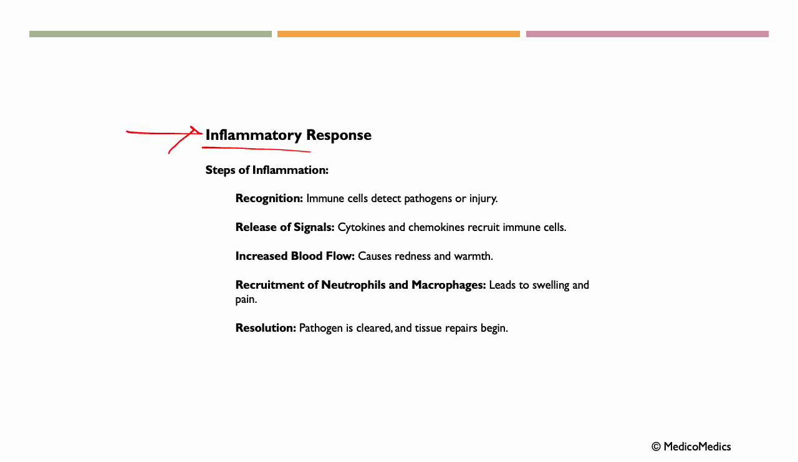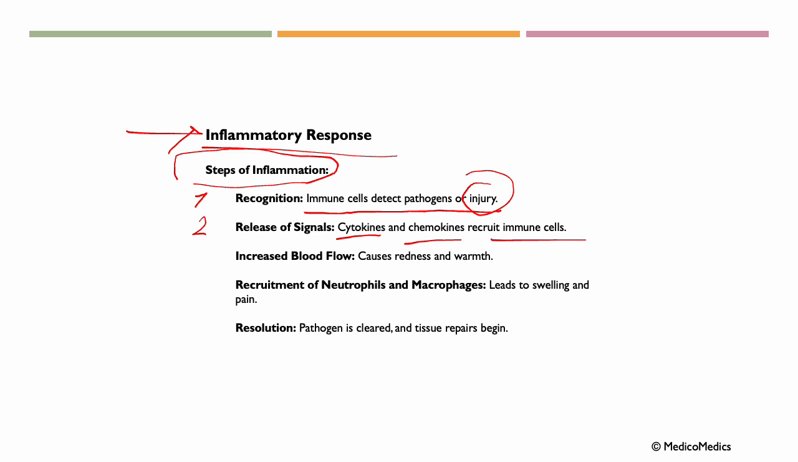Let's briefly repeat the inflammatory response. So we have several steps when we talk about inflammation. First, recognition. So immune cells detect pathogens or an injury. Then there is a release of signals. We mentioned cytokines and chemokines that help recruit other immune cells. There will be an increased blood flow to the area, which causes redness and warmth. There will be a recruitment of neutrophils and macrophages. This leads to swelling and pain. And finally, there will be a resolution where the pathogen is cleared and the tissue repairs begin.